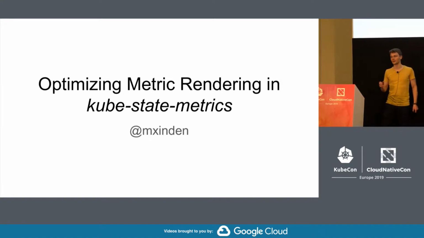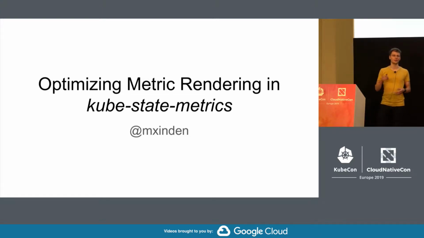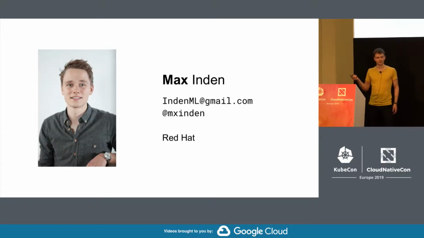I want to talk about optimizing metric rendering in kube-state-metrics, which is one of the components of SIG Instrumentation. And I'll go a little bit into what that is and what that means and so on. Mostly metrics rendering from the perspective of the Prometheus metric format and how we can do that in a very efficient way. So how can we performance optimize metric rendering, so in the end, string interpolation in a very efficient way.